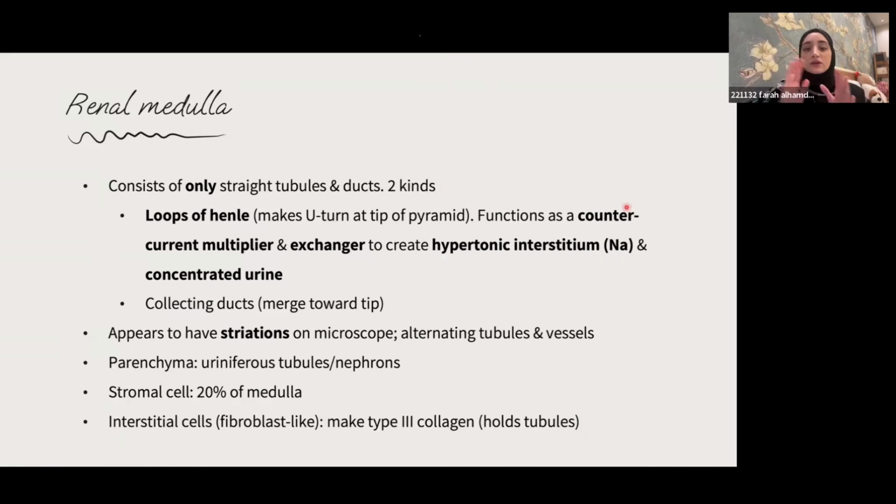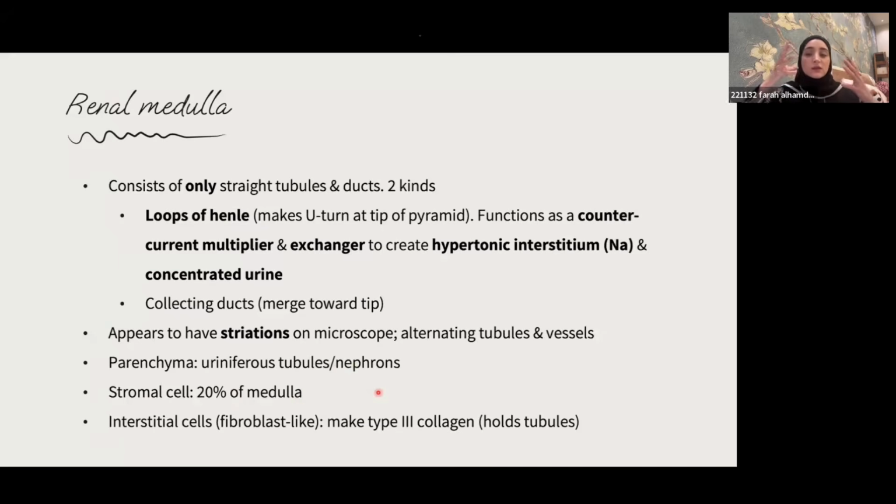It functions as a countercurrent multiplier and creates a hypertonic interstitium. I won't go into this, it's physiology, but it creates concentrated urine basically. And we have the collecting ducts, which merge towards the tip, and it appears to have striations on microscope because of the alternating tubules and vessels, and they're all straight. And we also have the parenchyma, the uriniferous tubules and nephrons, and the stromal cells, which make up about 20% of the medulla.